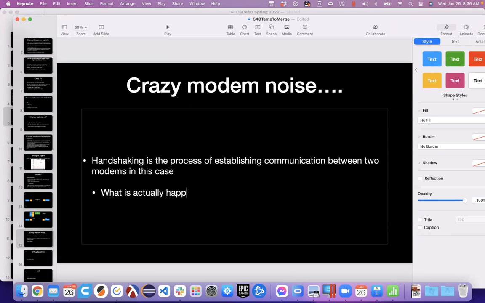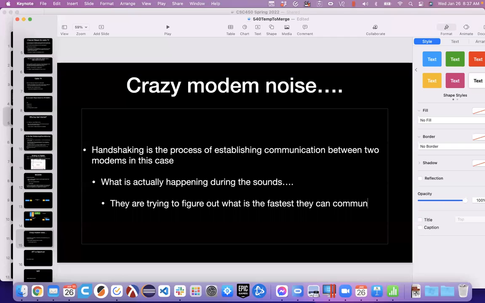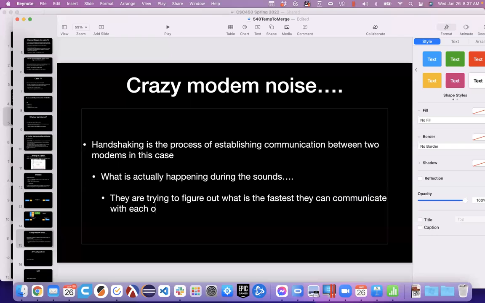Maybe they send to each other a signal so they know whether this one is connecting or not. Okay. I think it's trying to connect, it is capable for both signals. Yep. So they are trying to figure out what is the fastest they can communicate with each other without making mistakes.